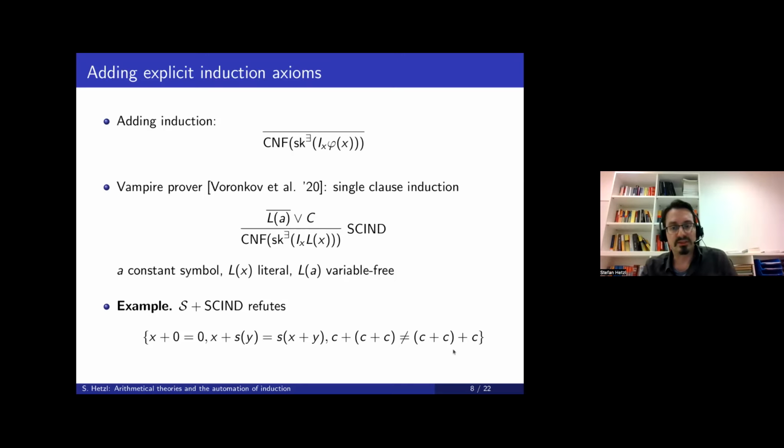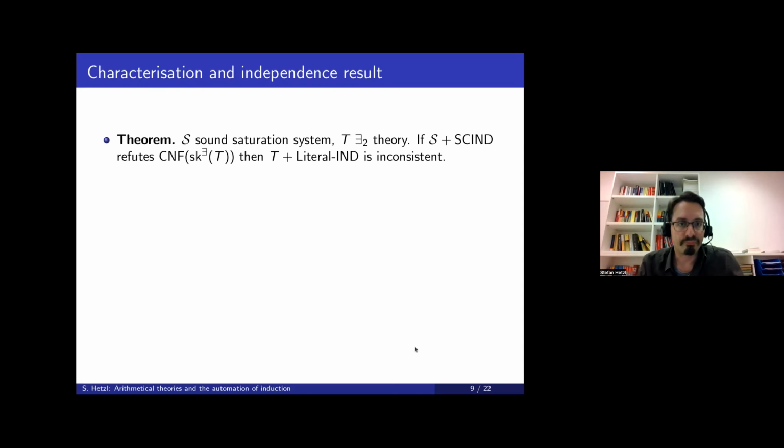Yeah, so this is a very simple example, but it has quite interesting properties that we had some discussions about with the authors of this prover, so I'm mentioning this here. But our aim is not the positive results, but the negative results, the independence results. And to this aim, we first have to reduce this system to a theory.